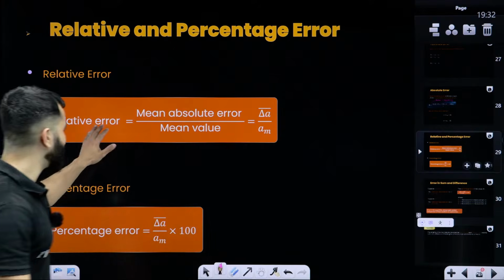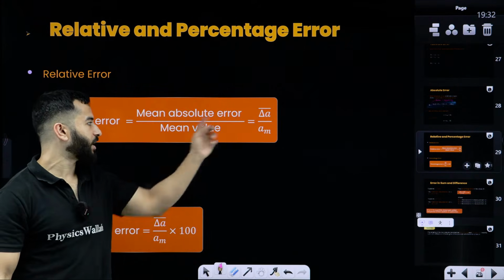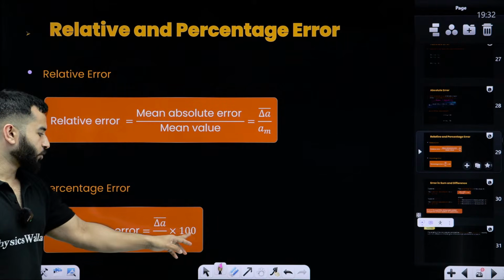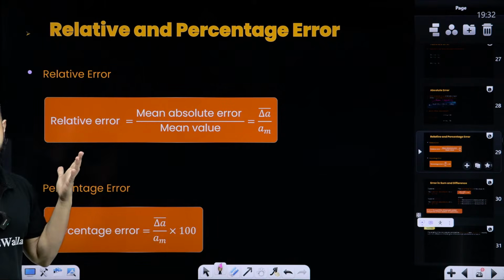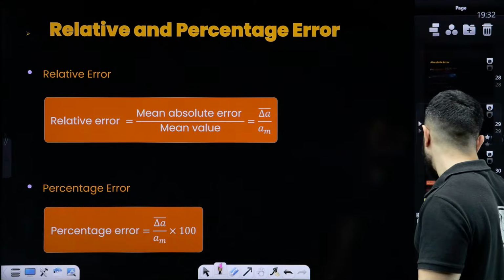Other than this, my dear friends, then you have got next two types of errors. First one is relative error. In relative error, we say mean absolute error, that means delta A bar divided by mean value. If you multiply it by 100, you will get percentage error. Done? Don't worry, I am going to explain all of these things using one example.